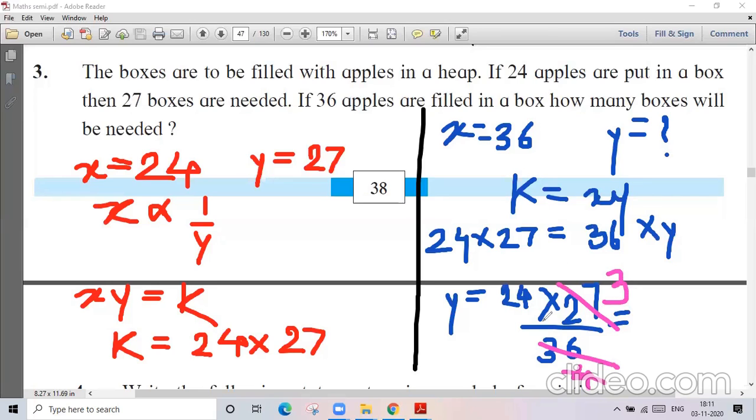But 4 6 is 24. That means y is equal to 6 into 3. That means किती आले 18. Right? Y is equal to 18.